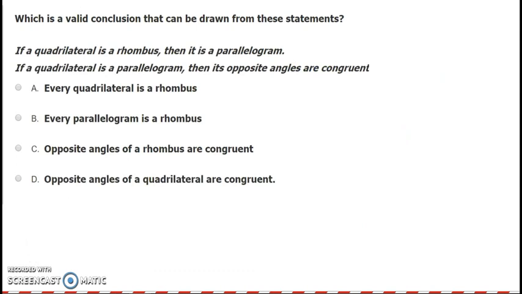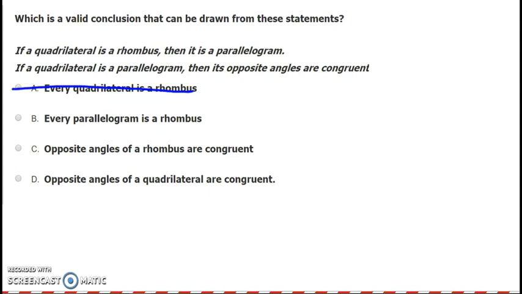What valid conclusion can be drawn from these statements? If a quadrilateral is a rhombus, then it's a parallelogram. If a quadrilateral is a parallelogram, then its opposite angles are congruent. Letter A, every quadrilateral is a rhombus. Well, we don't know that. We know there are other quadrilaterals that aren't rhombuses, so we can't conclude that from there.